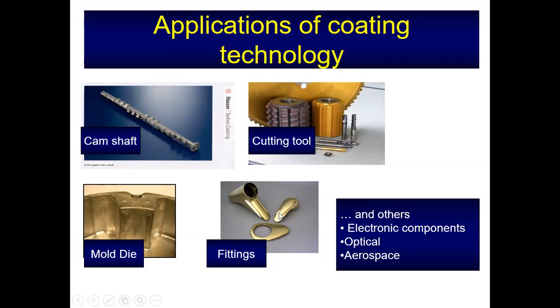Coating technology is also being used in fittings, for the visual appearance of a part. So it can also be used to improve the visual impact of the parts. You can also use coating for other applications, let's say for example, electronics components, optical, aerospace.